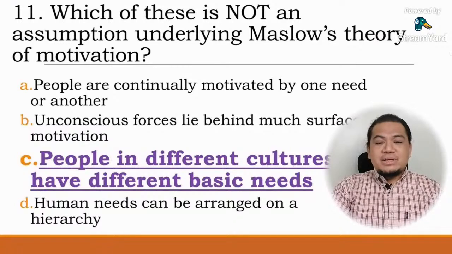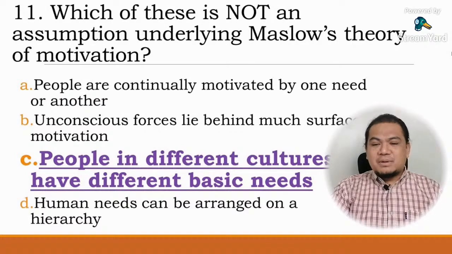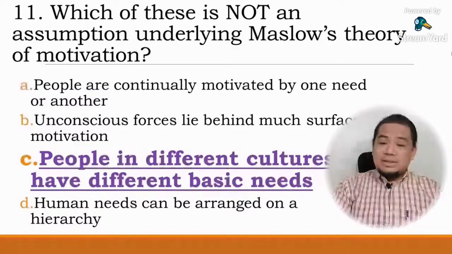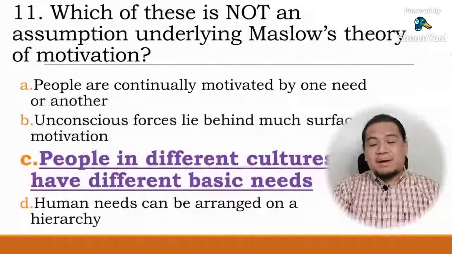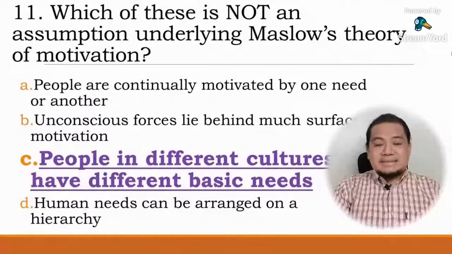Number 11. Which of these is not an assumption underlying Maslow's theory of motivation? The answer is letter C. People in different cultures have different basic needs. All people everywhere are motivated by the same basic needs. The manner in which people in different cultures obtain food, build shelters, express friendship, and so forth may vary wildly. But the fundamental needs for food, safety, and friendship are common to the entire species.